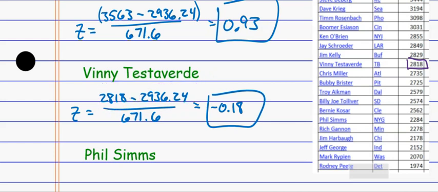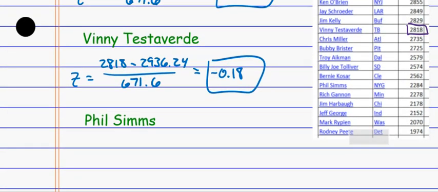Okay, so when we talk about this in terms of the standard score, 0 represents the average, and then positive values represent how far above the average, negative values how far below the average. And so negative 0.18 is pretty close to 0, so we'd say, yeah, Vinny Testaverde is fairly average for this year. Slightly below average, but not by much.